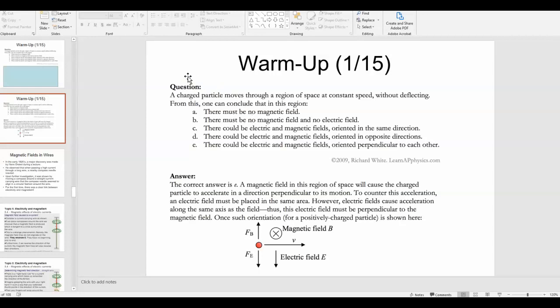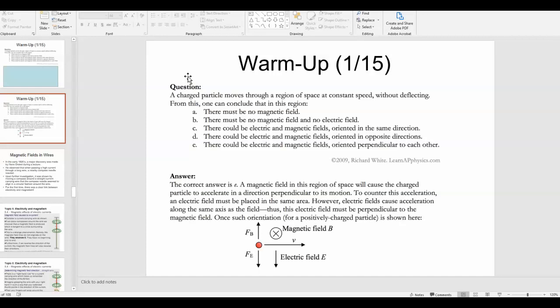An object moving at a constant speed in a straight line has a net force of 0 on it. That doesn't necessarily mean that there's no force on the charged particle. It also doesn't necessarily mean that there's no magnetic field, because a charged particle could be moving parallel to the magnetic field, and if a particle moves parallel to a magnetic field, then there's no magnetic force. We've talked about that before, because there's a sine theta in the force equation. So A is out.